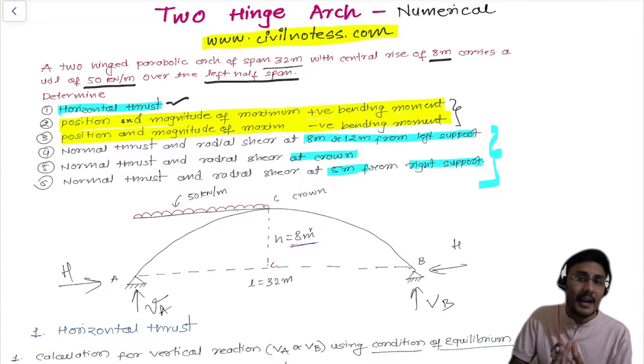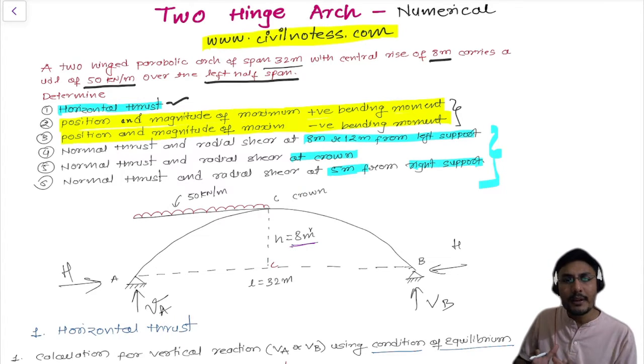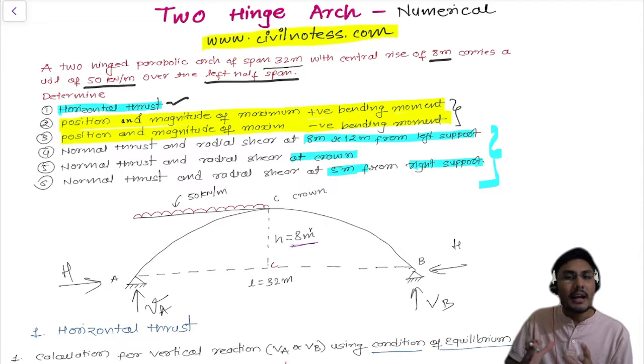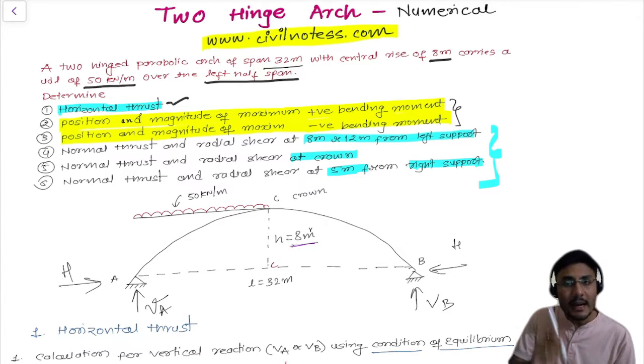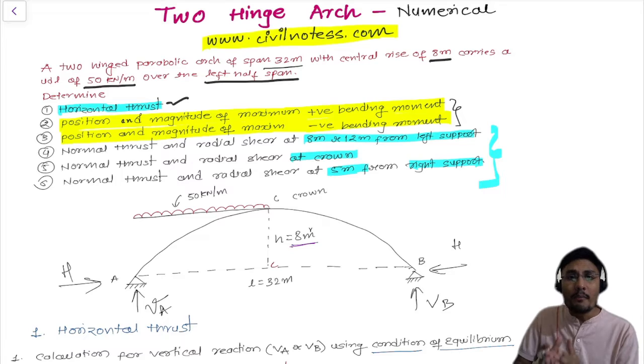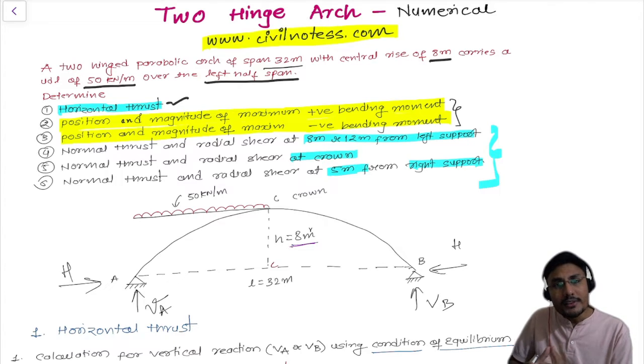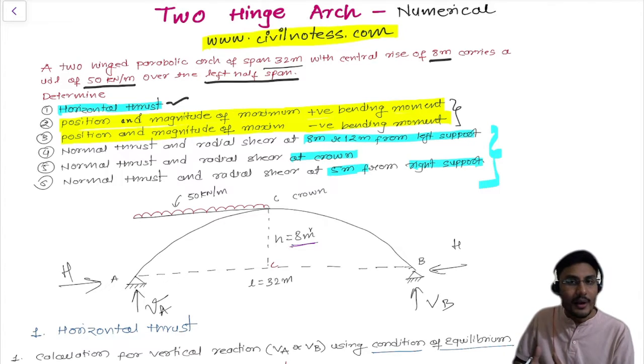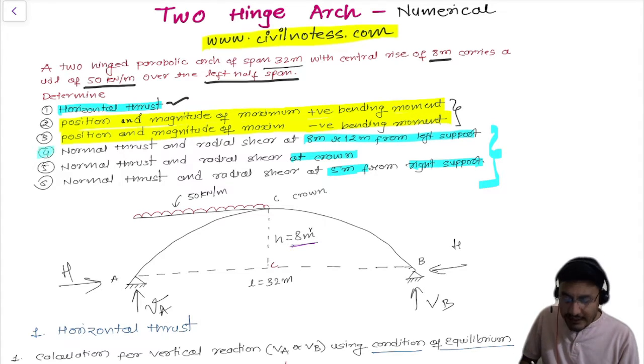You need to understand that this numerical which I am explaining from part 1 to part 3 comprises all different types of questions for the 2 hinge arch. So in your examinations you will get questions like calculate the horizontal thrust and calculate the position and magnitude of maximum positive and maximum negative bending moment. Then you have horizontal thrust with normal thrust and radial shears at different locations, right? So let's jump directly to point number 4, and I'll explain how to do it.